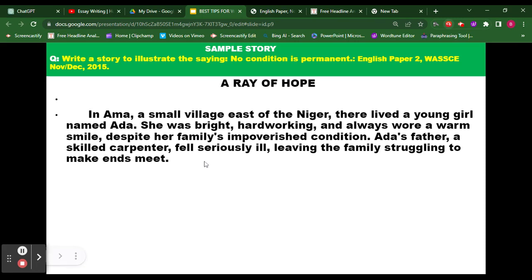Now, this is the first paragraph. In Ama, a small village east of the Niger, there lived a young girl named Ada. She was bright, hardworking, and always wore a warm smile despite her family's impoverished condition. Ada's father, a skilled carpenter, fell seriously ill, leaving the family struggling to make ends meet.